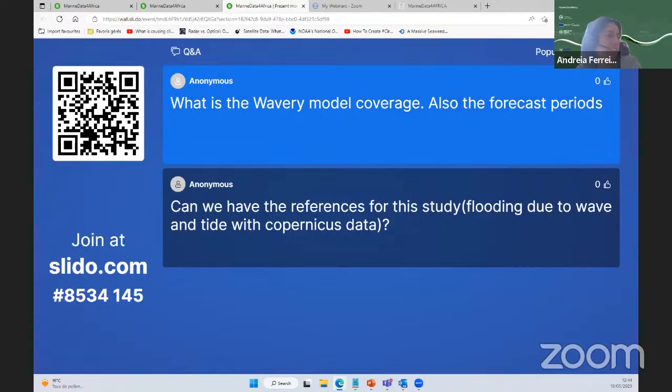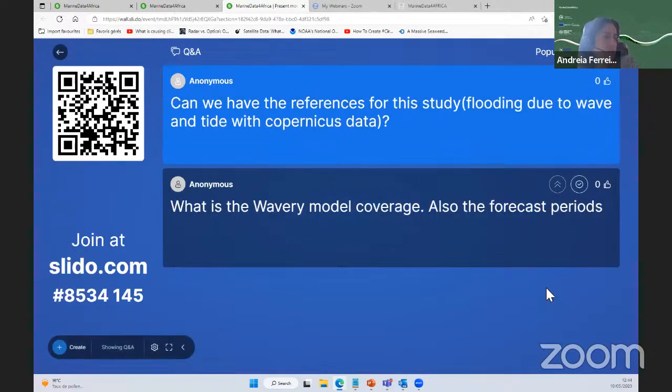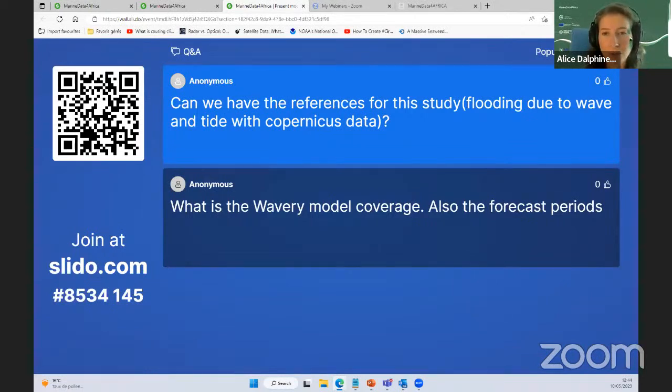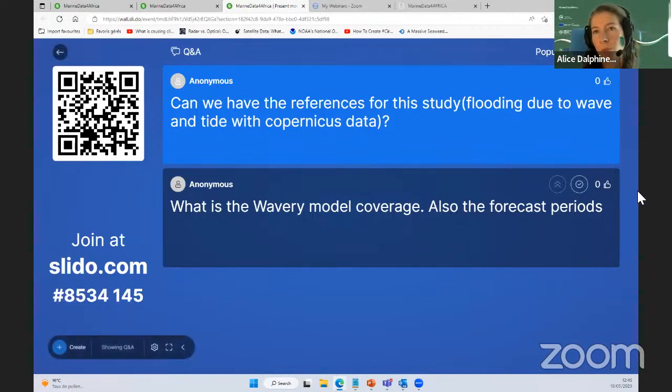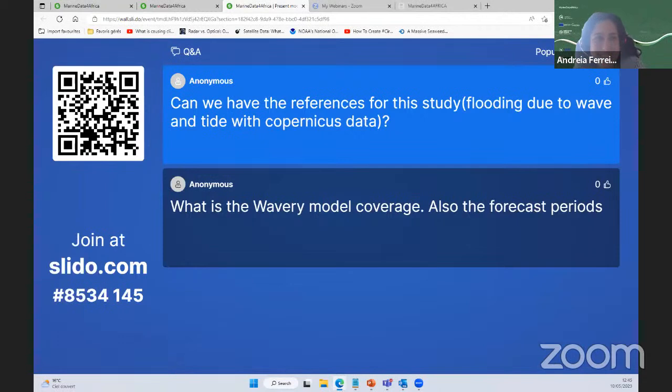Yeah, I see. And the second question: can we have the references for this study, flooding due to wave and tide with Copernicus data? I don't know if this was something you mentioned. Yes, it was only an example. I took it from the news. I have no references. We have not produced a real study with an article. It was only an example. I plotted the output of the model. It was just an example from a normal news, not scientific news. Okay, great.